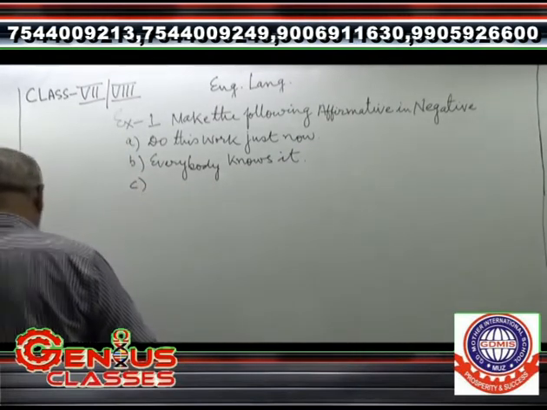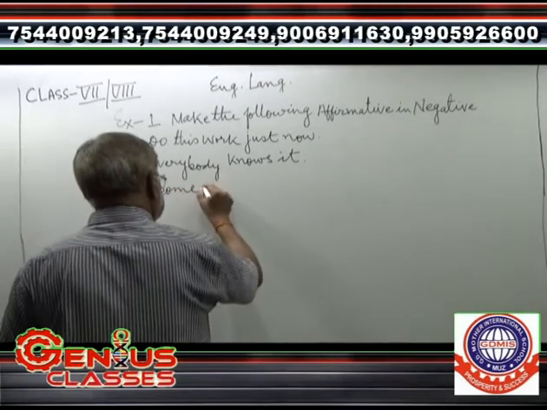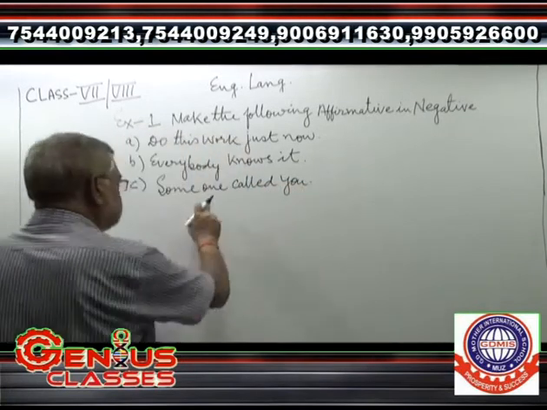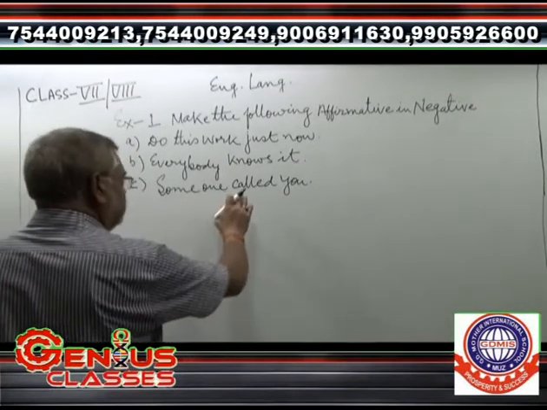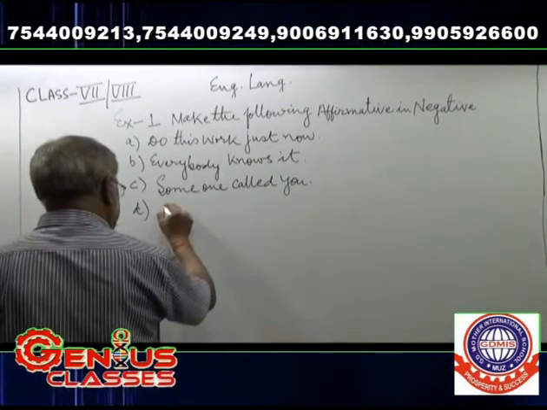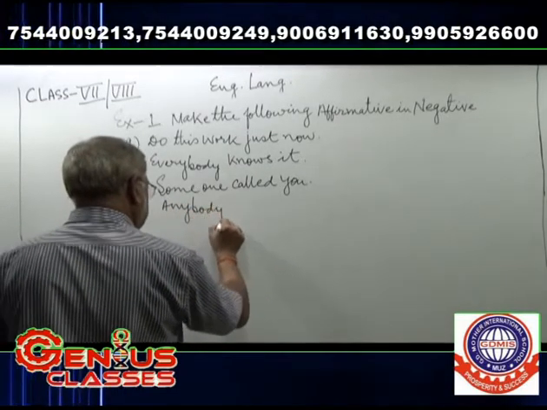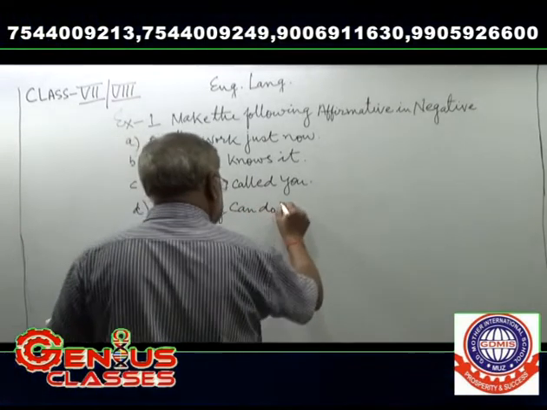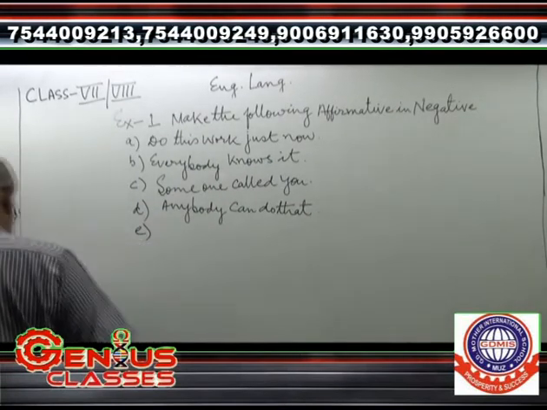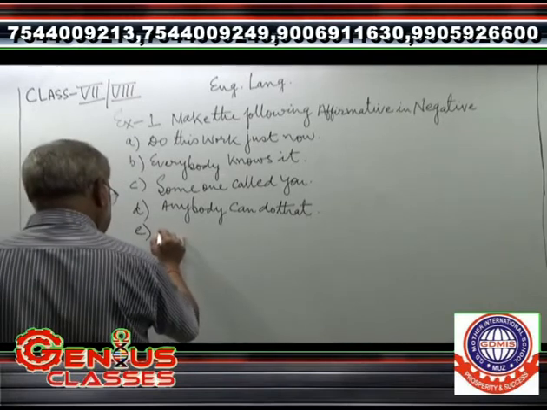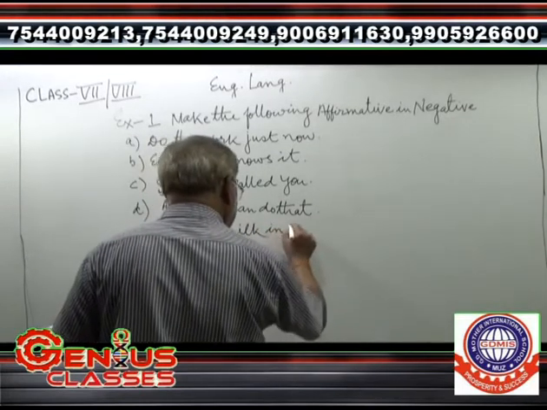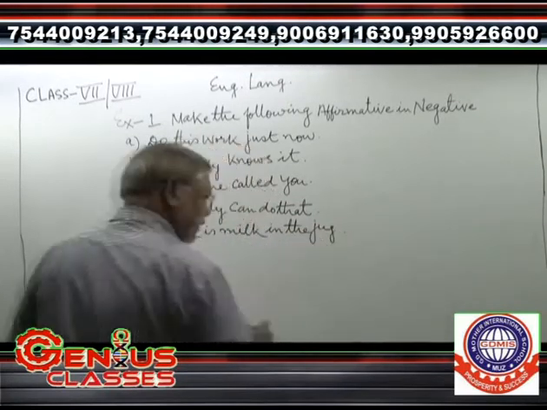Now next, someone called you. Someone called you. So someone will change to anyone. So anyone did not call you. Now next, anybody can do that. Now next, there is milk in the jar.